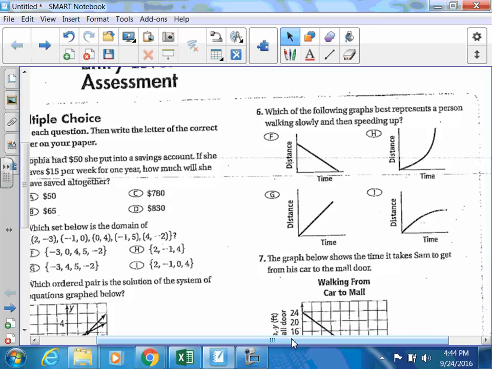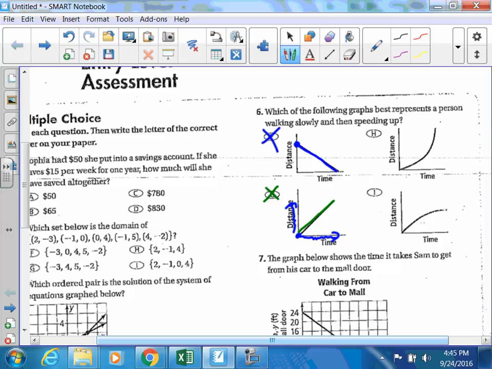We have a person that is walking slowly and then speeding up. So if we look at graph F, right now at this point right here, that tells us they've already covered a certain amount of distance. And then as they walk, the amount of distance they're covering is decreasing. That doesn't even make sense. That's really impossible. If we look at G right now, as time goes by, the distance does increase, right? The distance is increasing. But right here, it's showing that as they walk, the distance is increasing at a constant rate. So it's not going to be G.